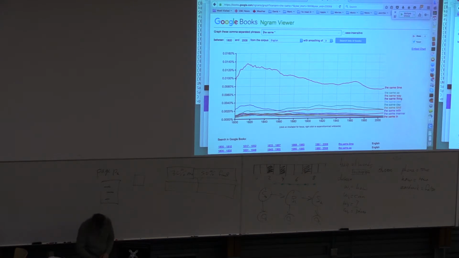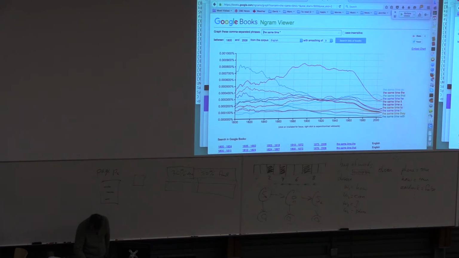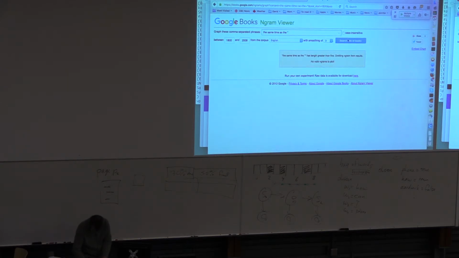It's so much more popular, isn't it? Right. "The same time." Yeah, there's "the same time as the," I think it gets... I can do this one. It actually rejects this one, I think. It doesn't like it. It only lets you do 5-grams, so it only lets you do 5 in a row.